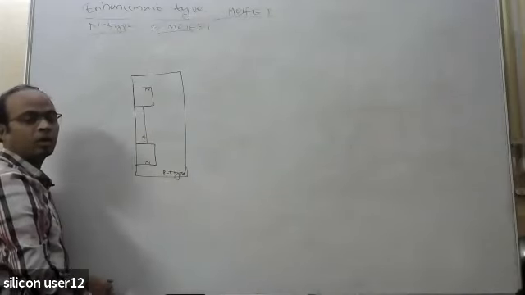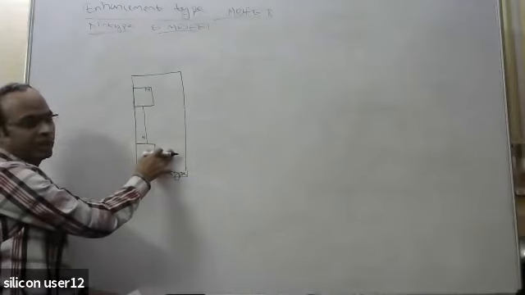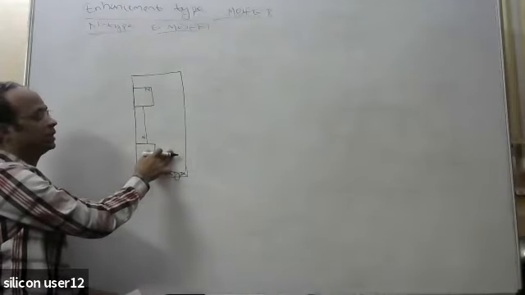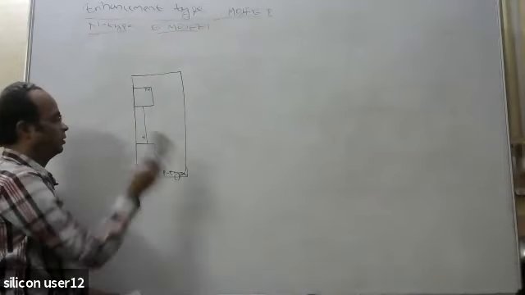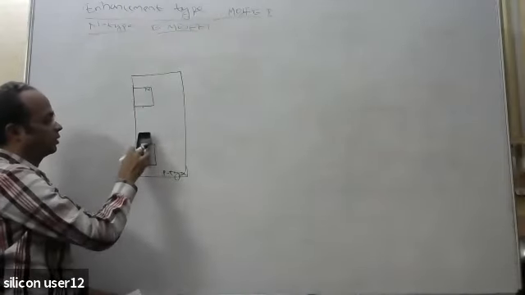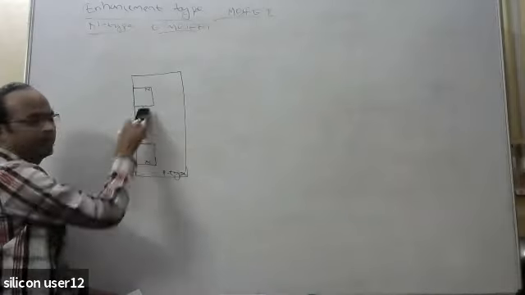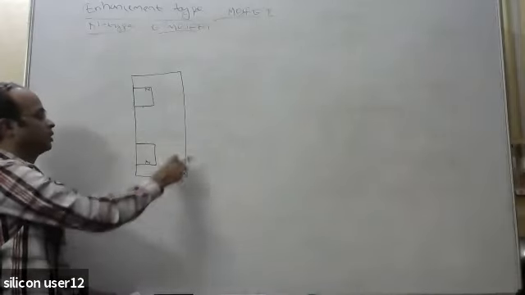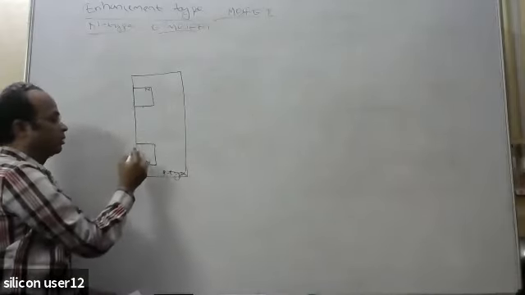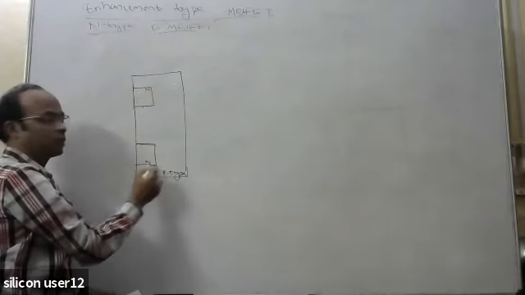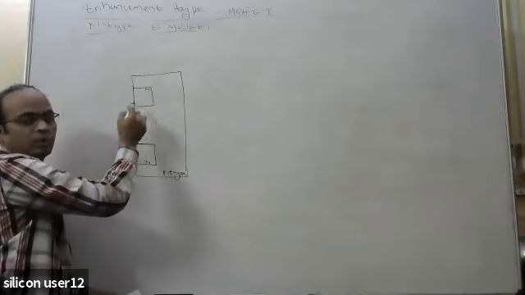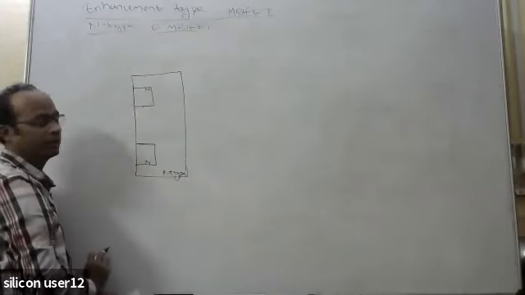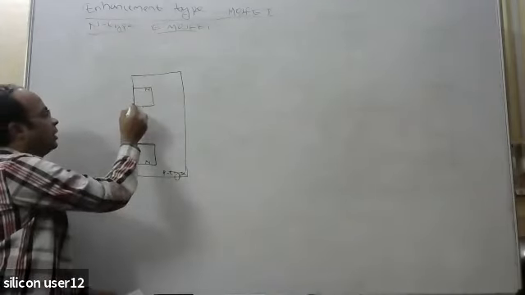But the only difference of this enhancement type with respect to depletion type is that this channel is not there. So this part is not there. Rest all things are same. So basically it's a p-type substrate. This portion is converted to n-type, which will be my source, and this portion is converted to n-type, which will be my drain. Next, I have an insulating layer here.